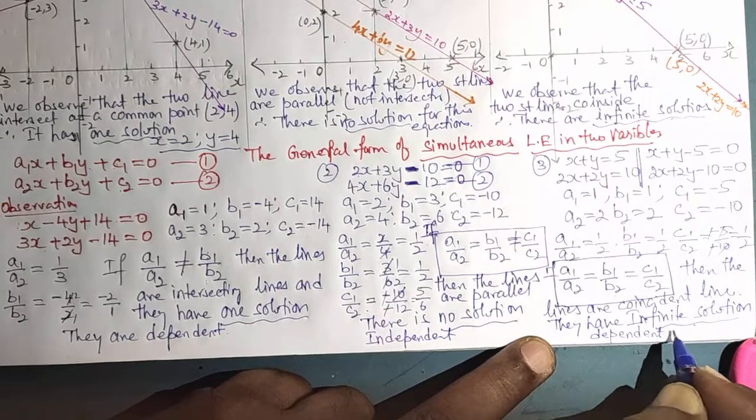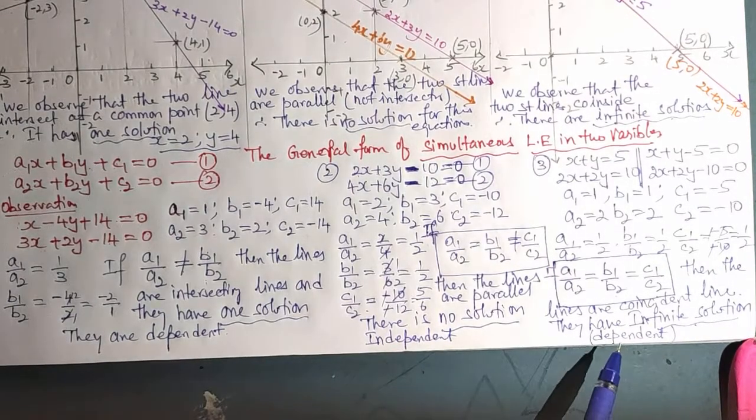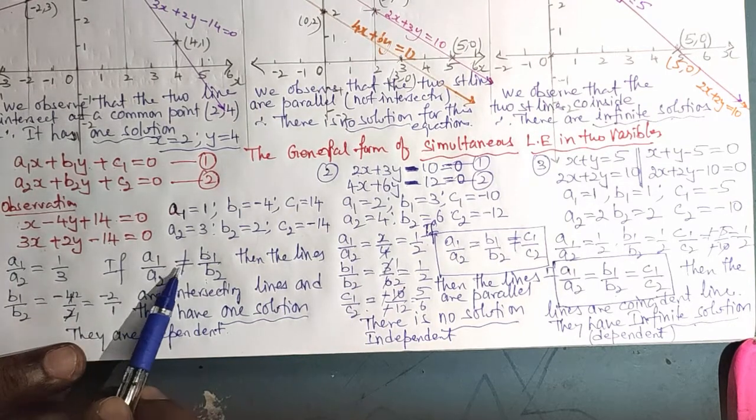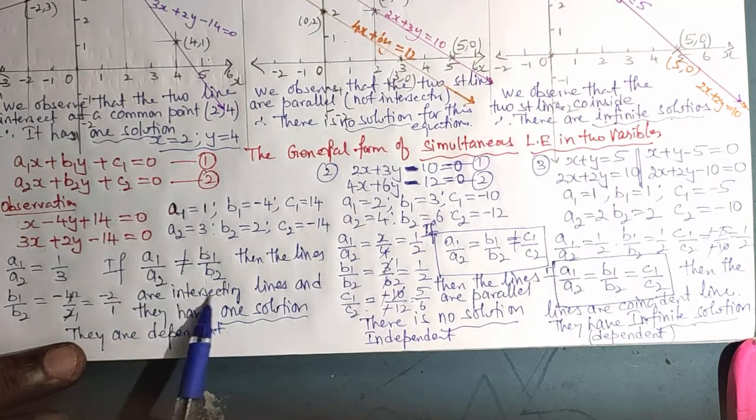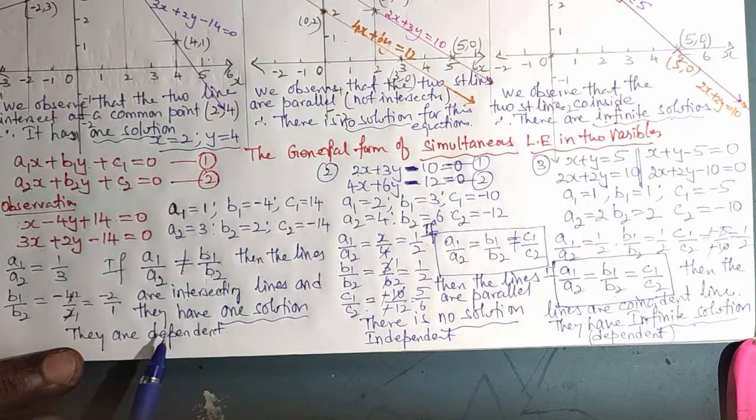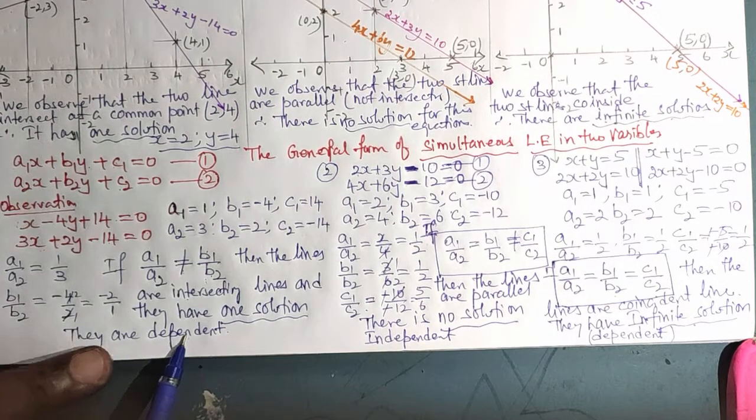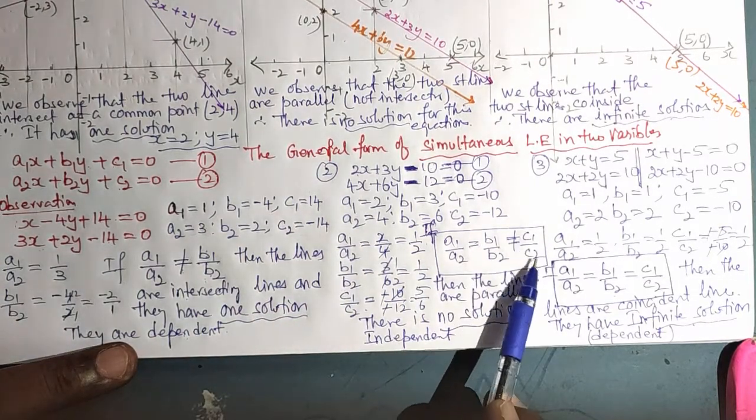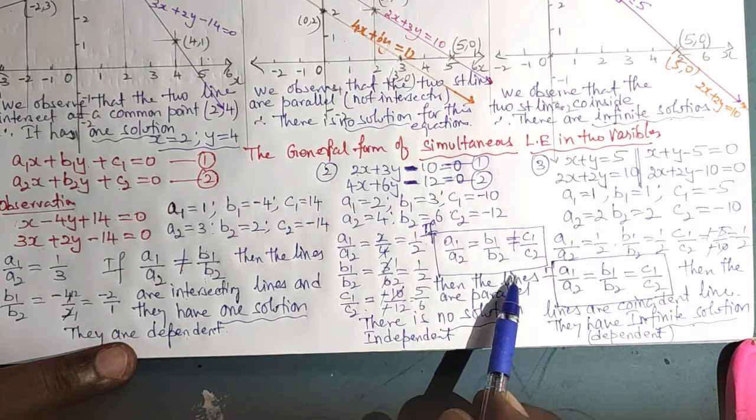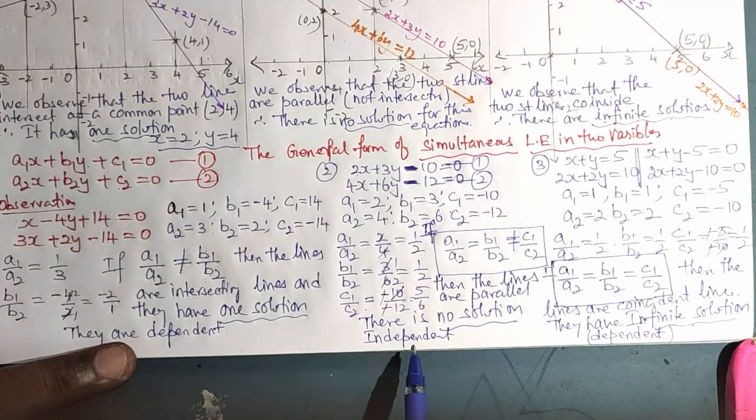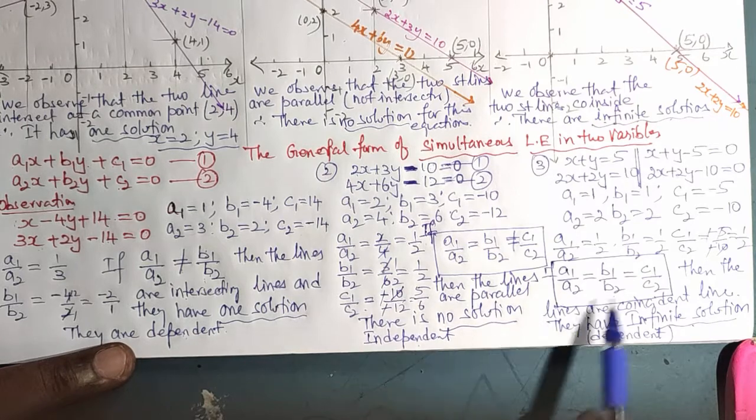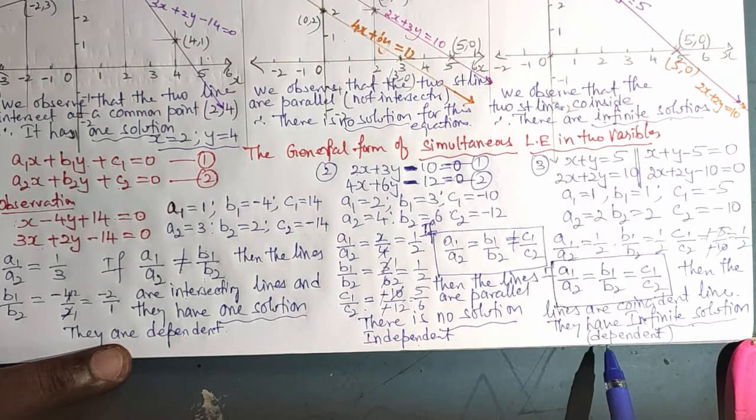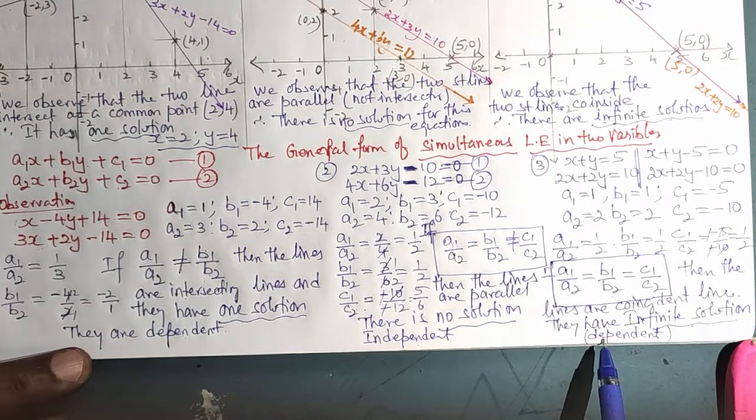So, in some questions, we will be asked whether it is dependent or not dependent. So, we will check the ratios. If A1 by A2 is not equal to B1 by B2, then the lines are intersecting lines, and we can also say that they are dependent. If A1 by A2 is equal to B1 by B2 not equal to C1 by C2, they are parallel lines. We say that they are independent. If the ratios are all equal, we say that they are coincident lines, and the lines are dependent lines. So this you must keep in mind.